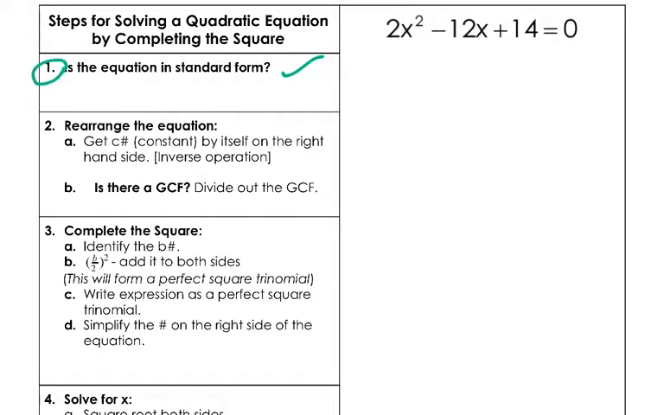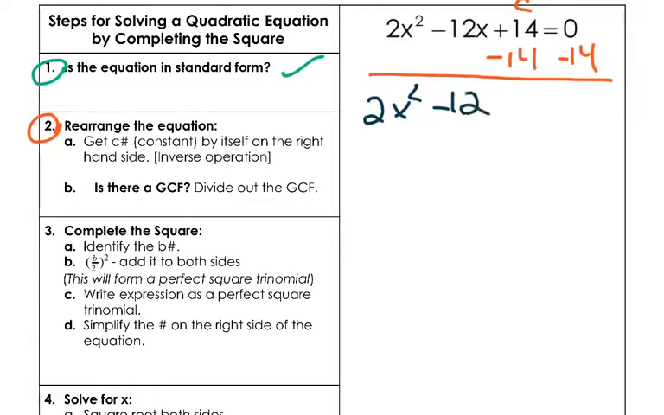The second part is saying rearrange the equation. Get the C number, the constant, by itself on the right-hand side. So inverse operation. I'm taking the C and moving it over to the other side of the equation. If I'm moving something, inverse operation, this is adding 14, so I'm going to subtract 14 from both sides. And I'm going to be left with 2x squared minus 12x equals negative 14. This gets canceled out over here.